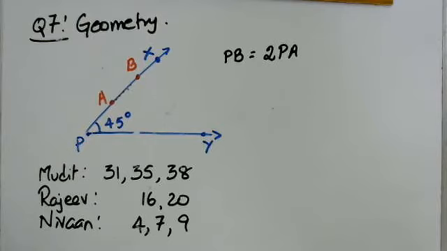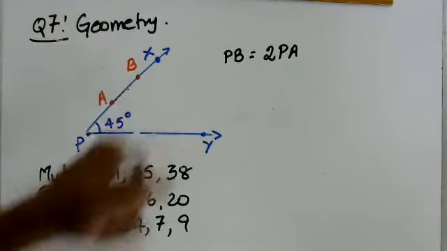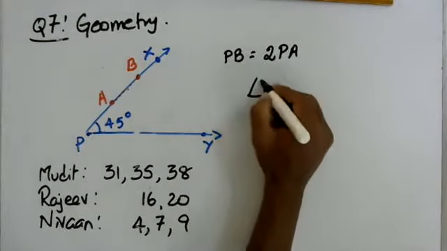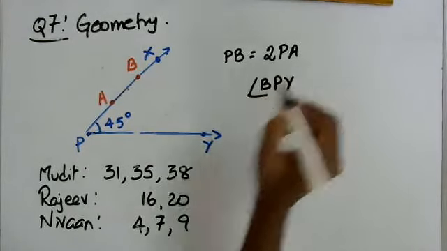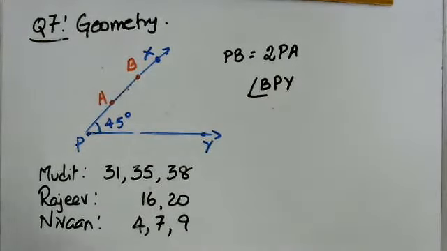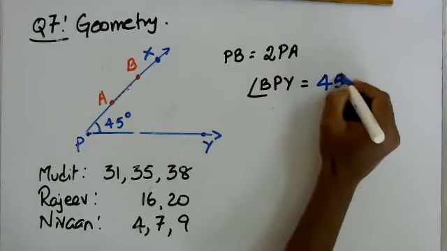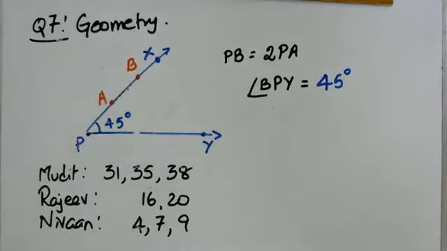Now comes the tricky part. Then they say the measure of angle BPY. Okay, angle BPY. What is it? Sir, 45 degrees. Exactly. So the answer therefore is 45 degrees. Why is it 45 degrees? Because that information has been given to you.